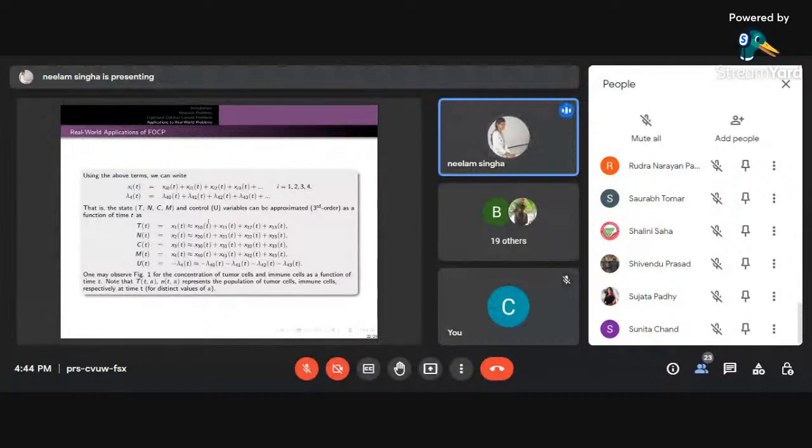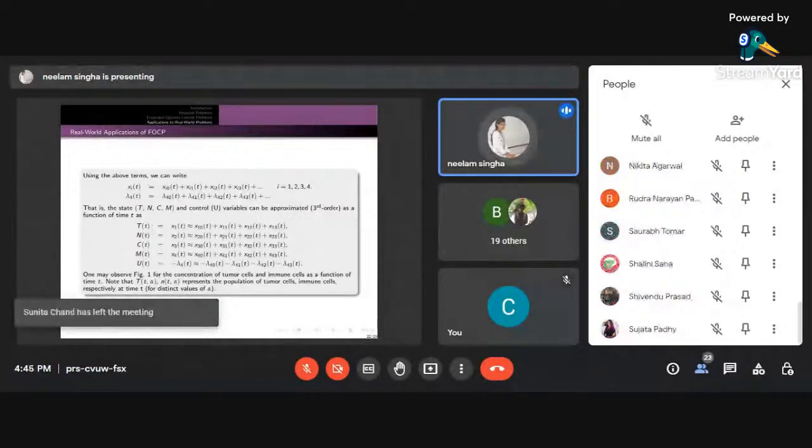Like if n is the concentration of immune cells, then you can see at what time, or suppose after 10 years, what will be the approximate concentration of immune cells. The same goes with tumor cells and so on. So this is the main advantage, that we are plotting them as a function of time t, not discrete values.